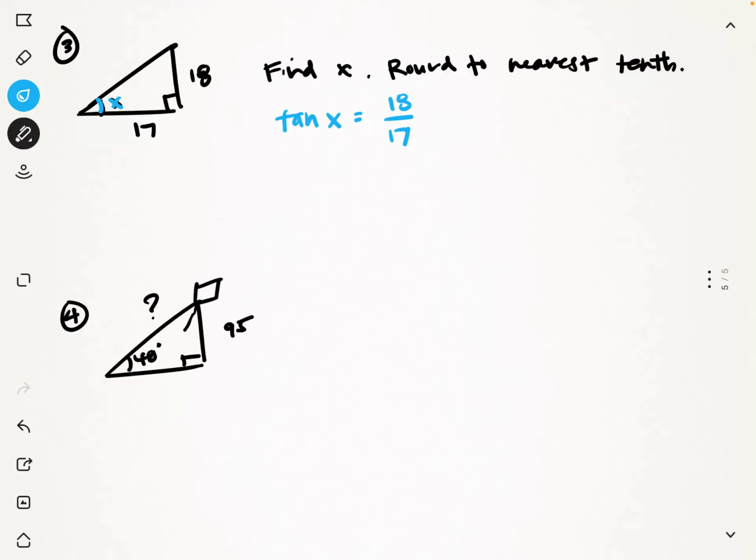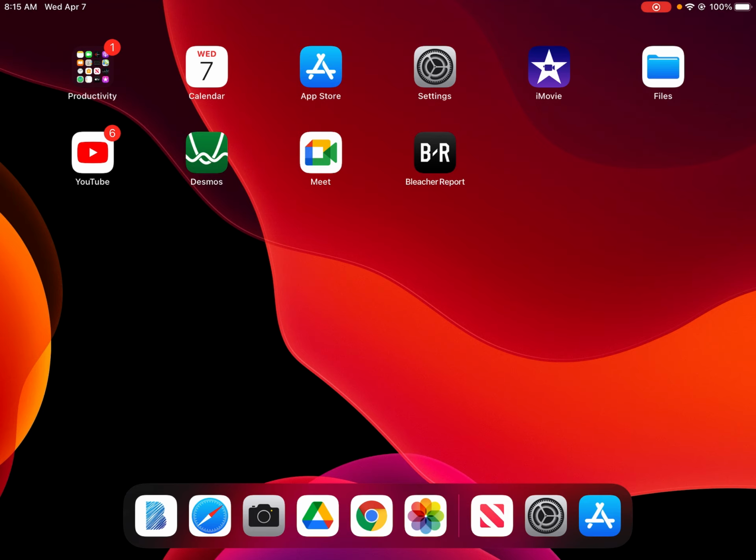Now, thinking algebraically, what we're going to do here is tangent inverse on both sides. And what that does is the tangent inverse will cancel out the tangent on the left side, so we get our x, which is what we want, right? We're always trying to solve for x, meaning we're going to isolate that variable. And then in our calculator, we're just going to do tangent inverse of 18 over 17.